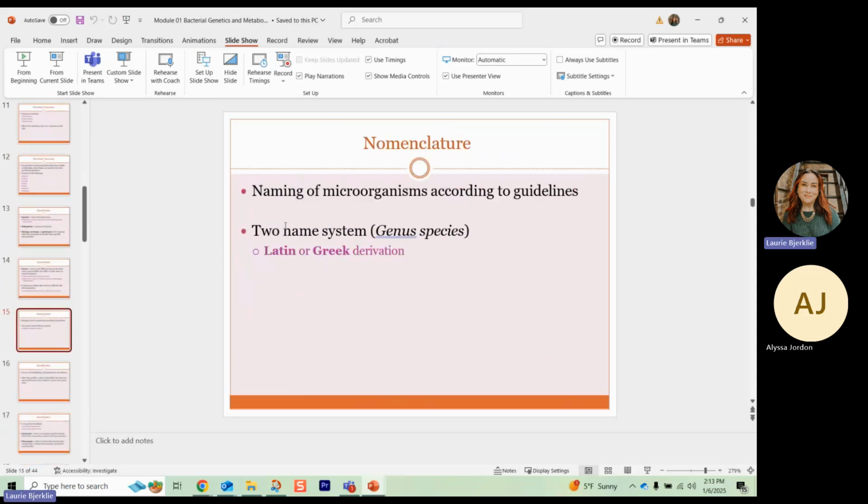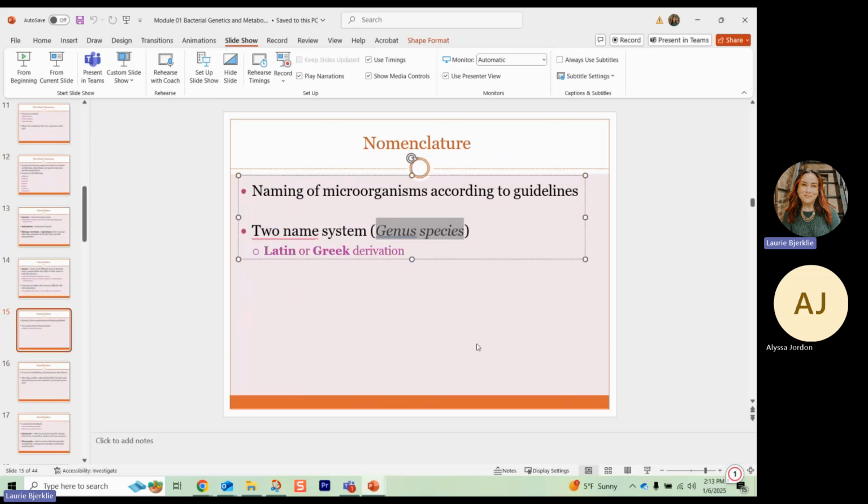So that is how we name them, a two-name system. When you see them named, the first part of that name is their genus. The second word of their name is the species. So if I were to say Staphylococcus aureus, that's probably a bacteria you're familiar with or have at least heard of. Staphylococcus is the genus, and aureus is the species.